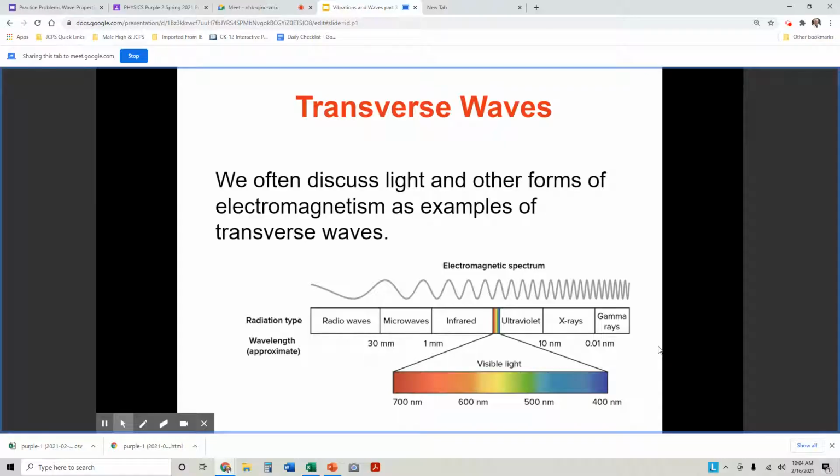Again, the reason why we're interested in transverse waves is that one of the phenomena that we encounter every single day is light, and light is a transverse wave phenomenon. All the other electromagnetic spectrum waves, radio waves, microwaves, infrared, ultraviolet, X-rays, gamma rays, are also transverse waves. So it's really important for us to learn about transverse waves.